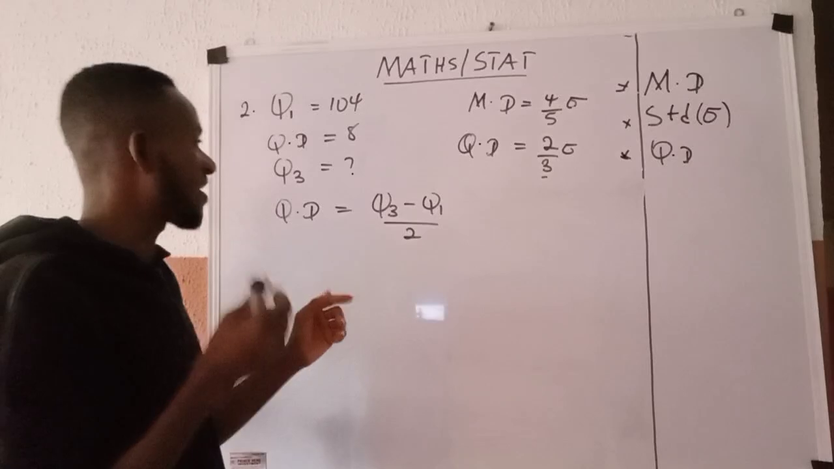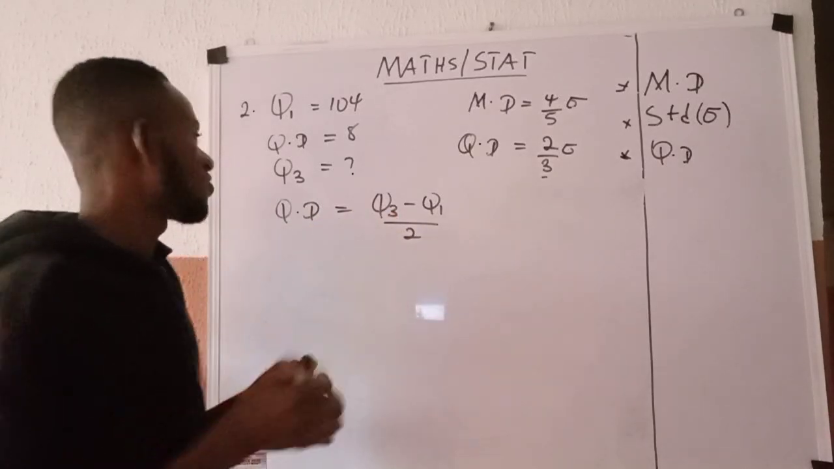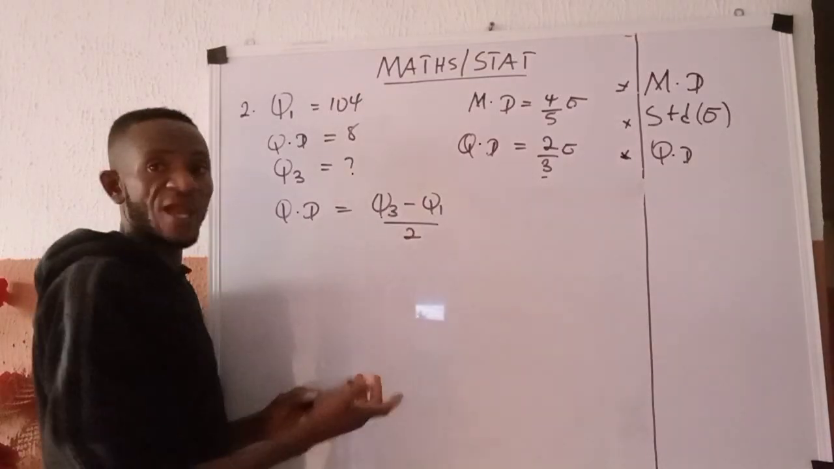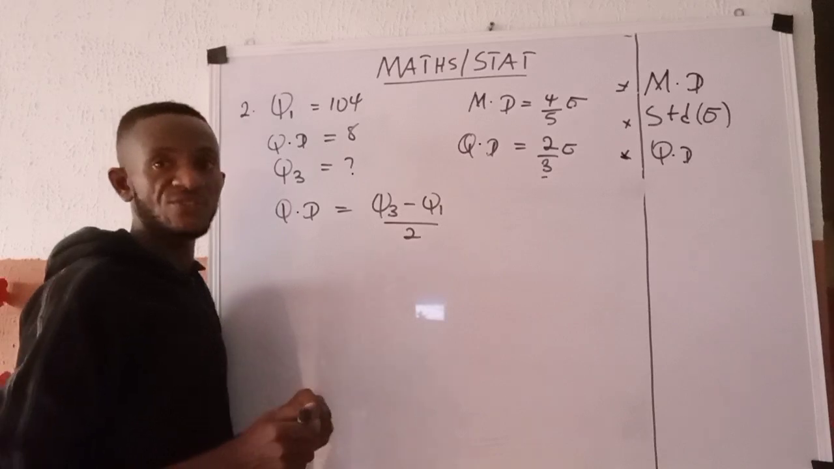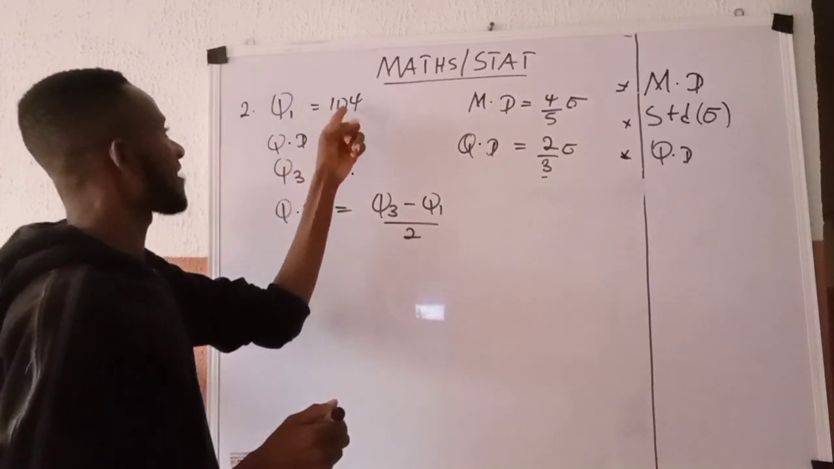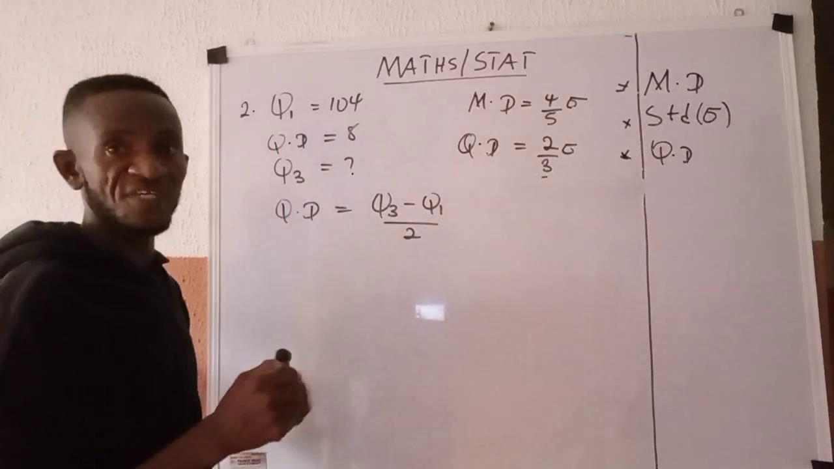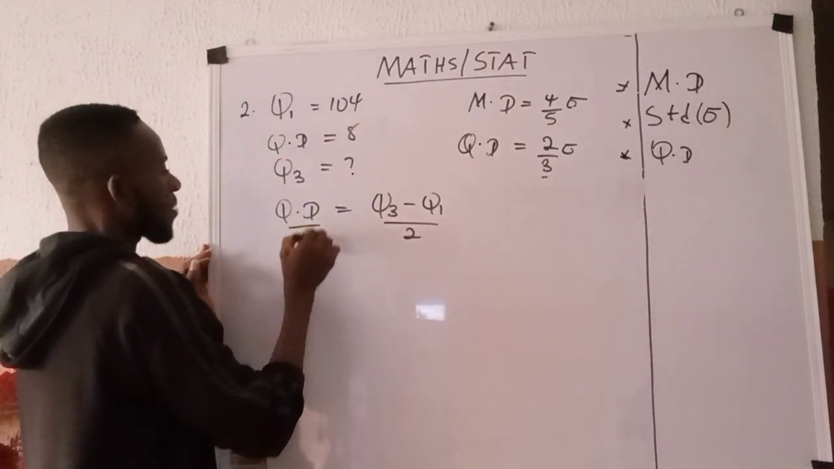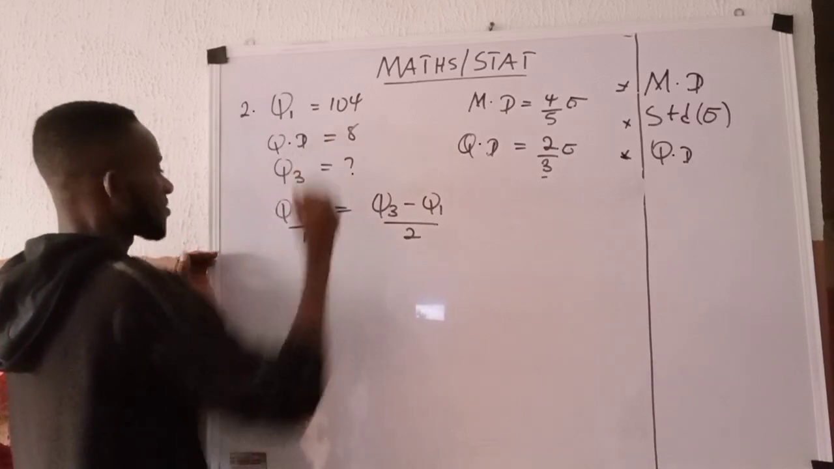So having recorded this formula now, we return back. Anytime they ask you to find the quartile deviation, this is the formula: the third quartile minus the first quartile all over 2. Where we have been provided the first quartile to be 104, we have been provided the quartile deviation to be 8. So in place of this quartile deviation here, I can equally write 8 over 1 for convenience.